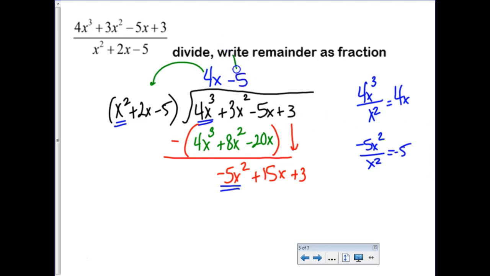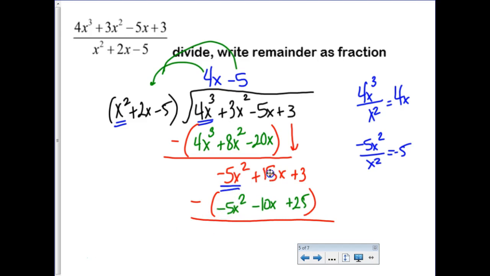All right, negative 5 being multiplied in now. So we get negative 5x squared minus 10x plus 25. Again, I suggest you use a colored pen to do this part. Subtract all of that, break up your work. Lead terms should cancel, they do. 15 minus negative 10 is 25x, and then 3 minus 25 is negative 22.